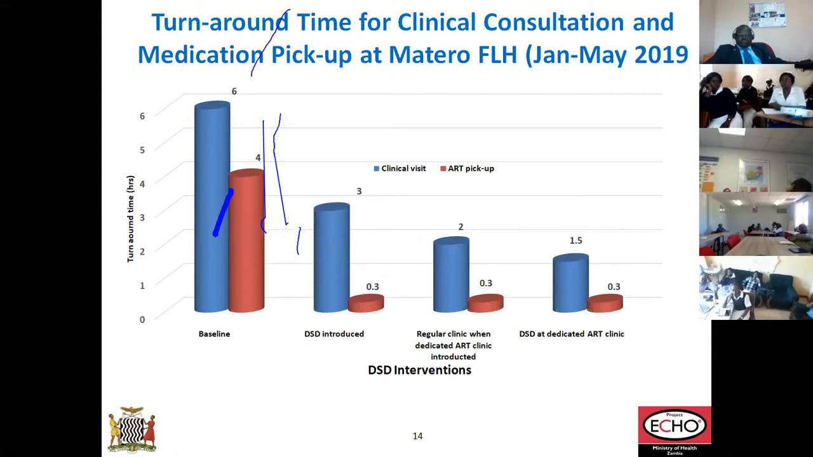And then, because of the dynamism, we now have a DSD clinic, which means it's a one-stop shop. When we introduce that aspect of it, in the normal clinic we're able to have our turnaround time drop to 3, and in the dedicated DSD, it's now 1.5. Now you can see that the time for picking up your medication, the turnaround time, hasn't changed a lot, because we've given you the upper limit, which is 20 minutes. Sometimes it takes about 10 minutes.